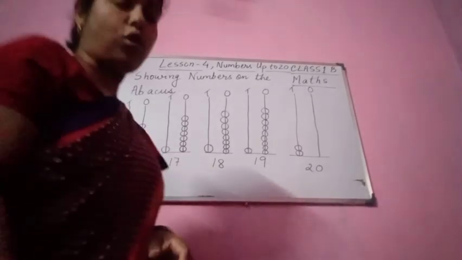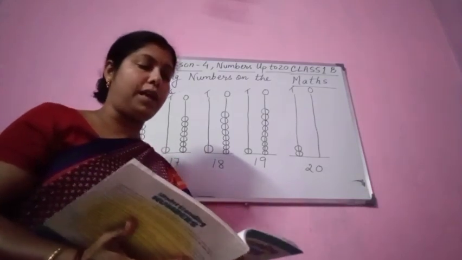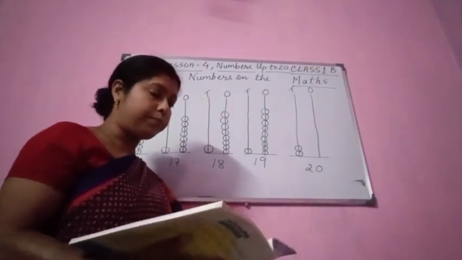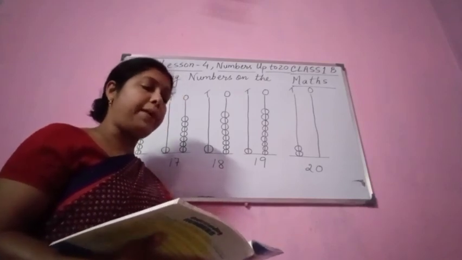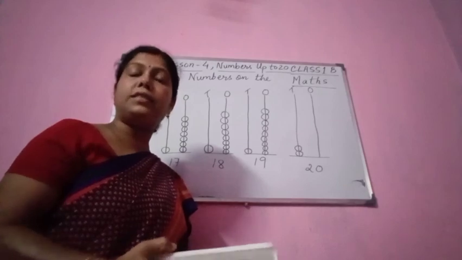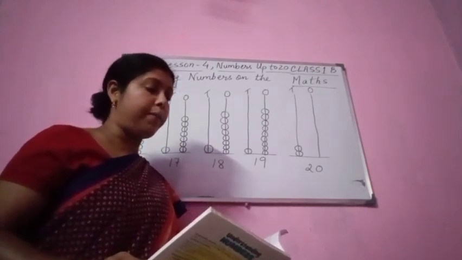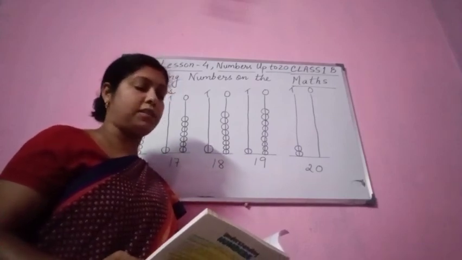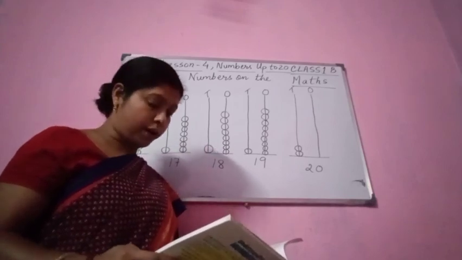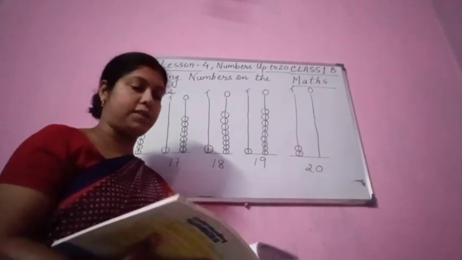Alright students, from 1 to 20 you have to draw in your copies. Next, page 48. Write the number represented by the beads on the abacus. You see the beads and you write the number. Like number 1, in the place of ones we have 3 beads, and in the place of tens we have 1 bead. That means 1 ten and 3 ones. So it will be 13. Page 48 you please do in the book itself.